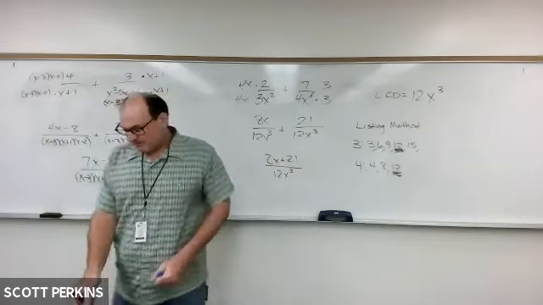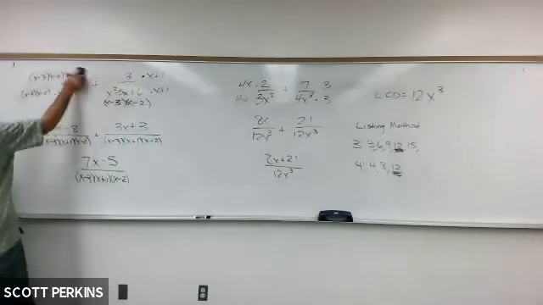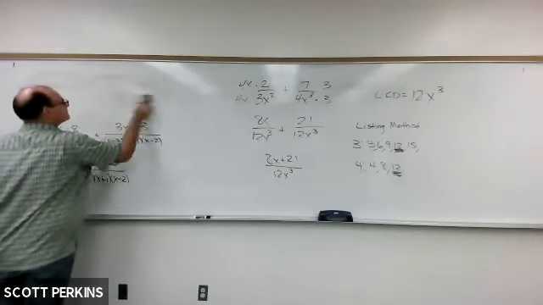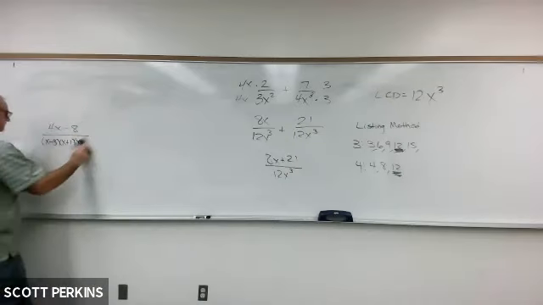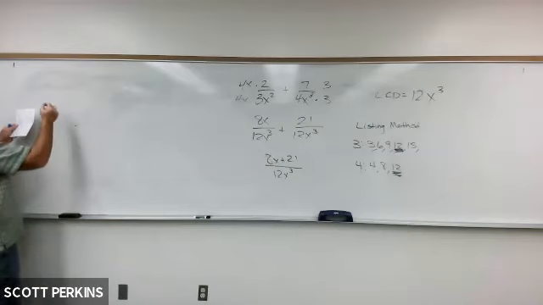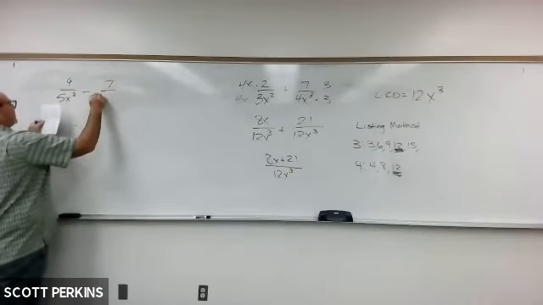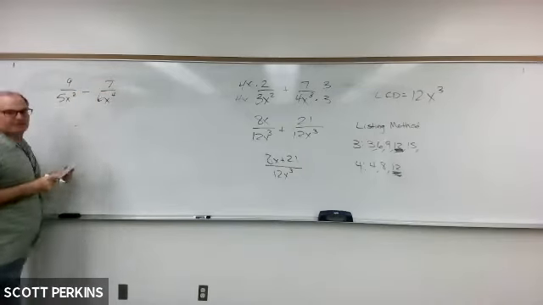Here's one for you, very similar. Add these two things for me, please. Let's say we have 9 over 5x squared minus 7 over 6x to the 4th.